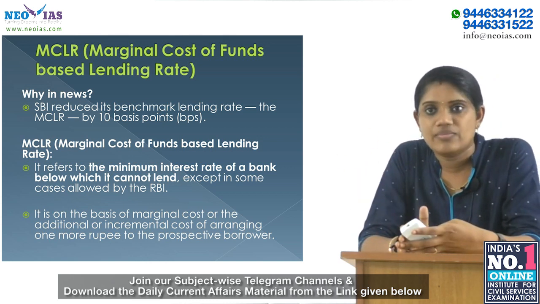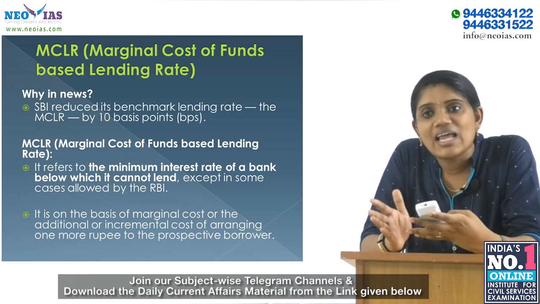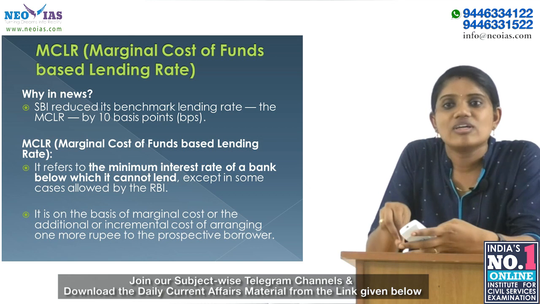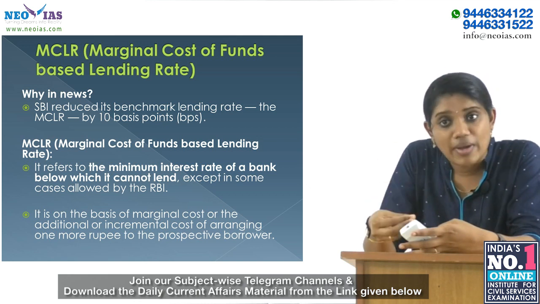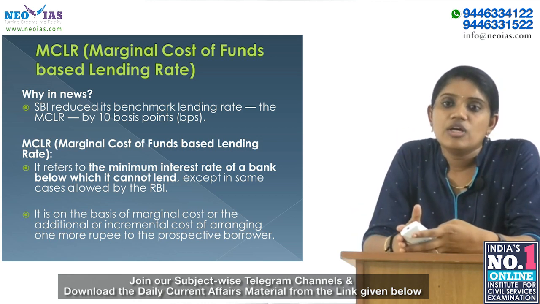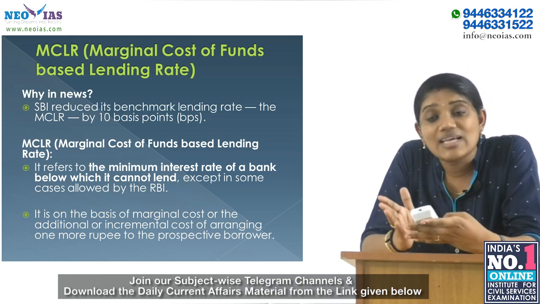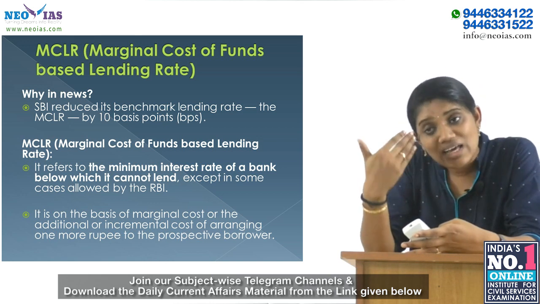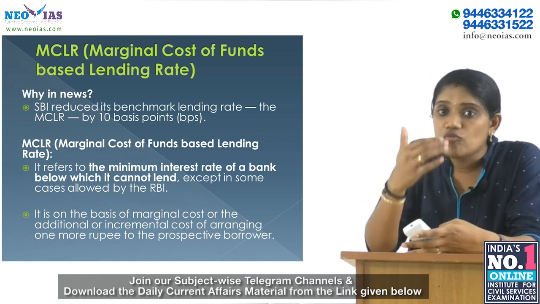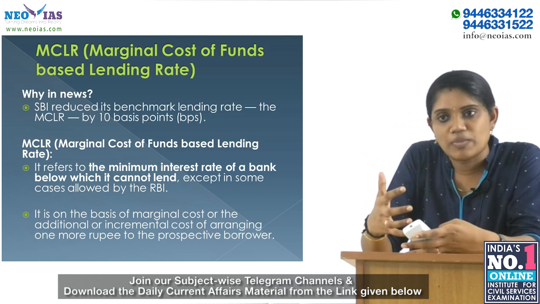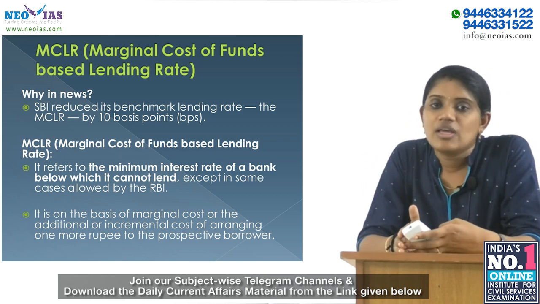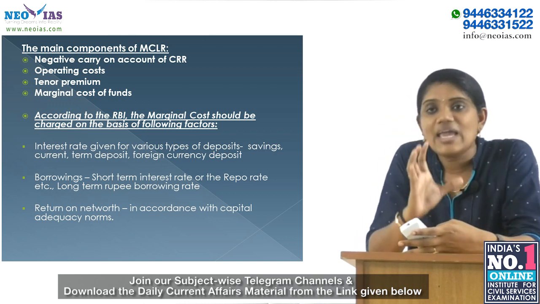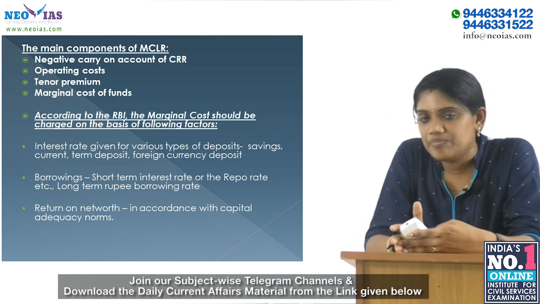Okay. So, this MCLR describes the method by which the minimum interest rate for a loan is determined by a bank. So, it is on the basis of marginal cost, or we can say additional or even the incremental cost of arranging one more rupee to the prospective borrower. Clear? So, next you have to know regarding the main components of MCLR.